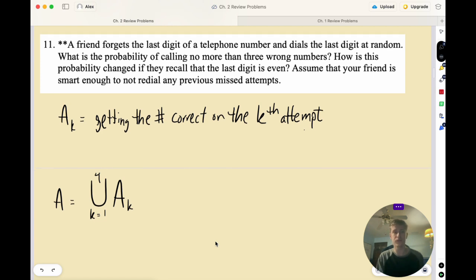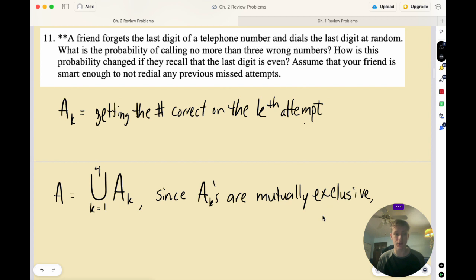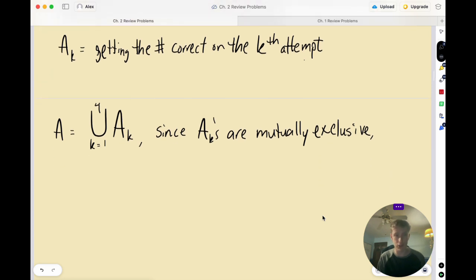Okay? So remember the generalized inclusion-exclusion principle. Well, it turns out we don't need that because the A sub k's are mutually exclusive. You either get it correct on the first attempt or the second attempt or the third or the fourth. You can't get it correct on 2 of those attempts. Okay, so really this reduces to a sum.